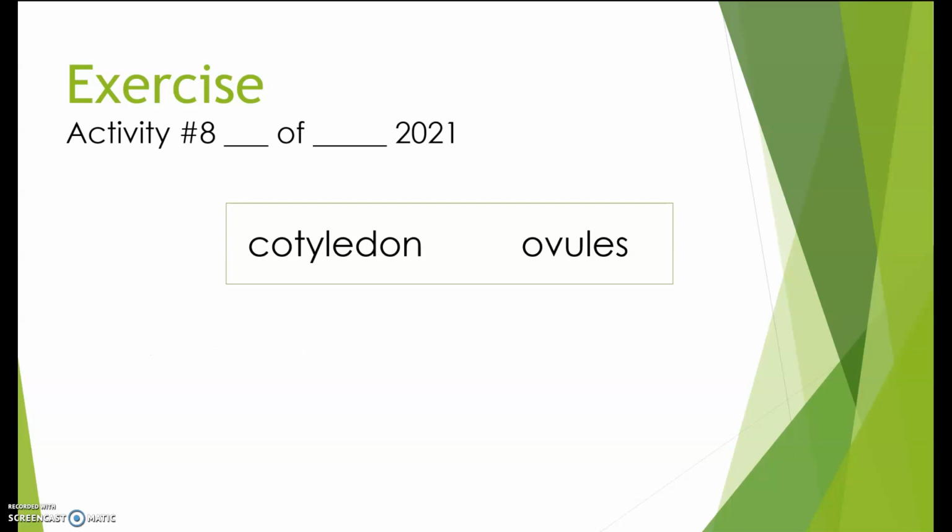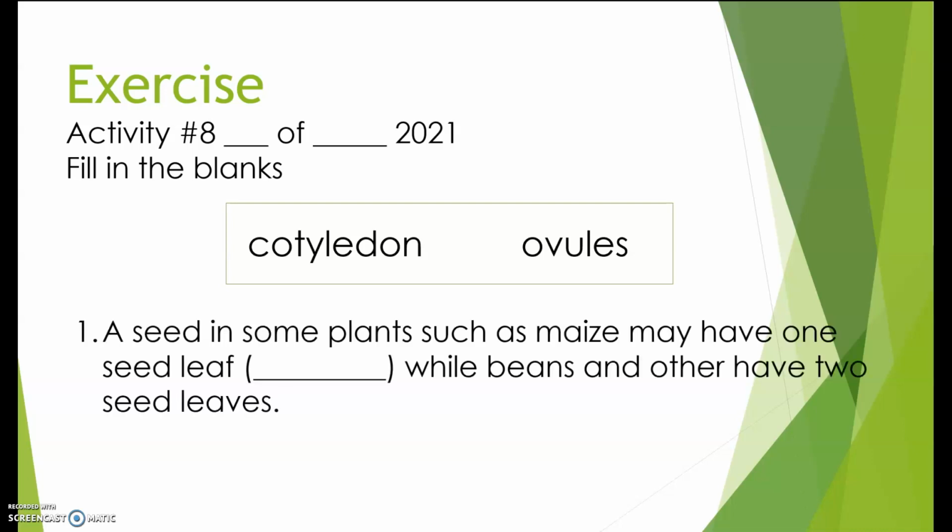Bring out your notebooks again and copy the activity number, date, and year. Now we will do fill in the blanks. Please choose the answer here in the box. Number 1. A seed in some plants such as maize may have one seed leaf, blank, while beans and others have two seed leaves. Choose your answer, cotyledon or ovules.